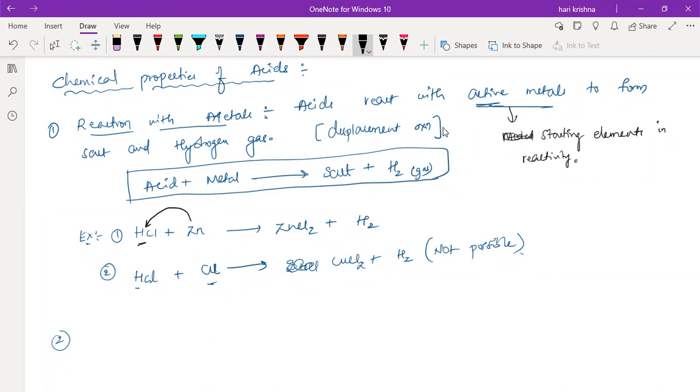Okay. So zinc is more reactive than hydrogen. So zinc will displace the hydrogen from the acid and form zinc chloride and H2 gas. When you come to copper, copper is less reactive than hydrogen, right, in the reactivity series. So copper cannot displace the hydrogen from the acid, so it cannot form CuCl2. Now is it clear? Yes, sir. Shall we go to the next one? Yes.